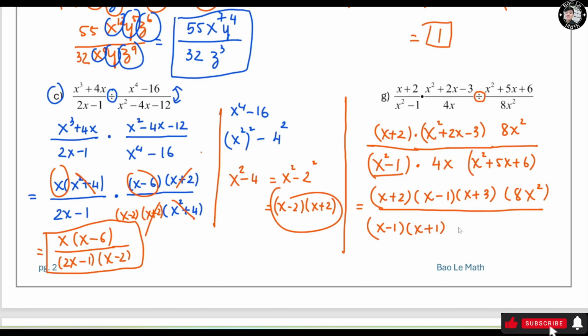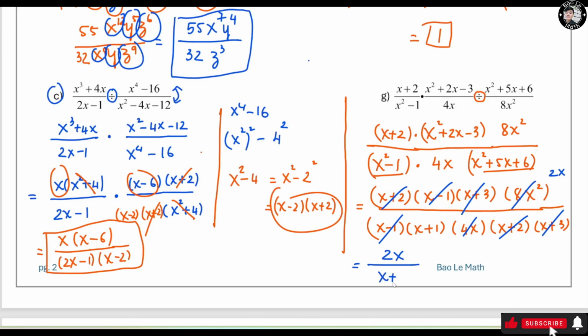Difference of 2 squares, times 4s, and this guy turns out to be s plus 2 times s plus 3, right? Now s plus 2 cancels out, s plus 3 cancels out, s minus 1 cancels out. 8s squared divided by 4s, it could be 2s, right? So the top has 2s and the bottom has s plus 1. This one is the final answer.